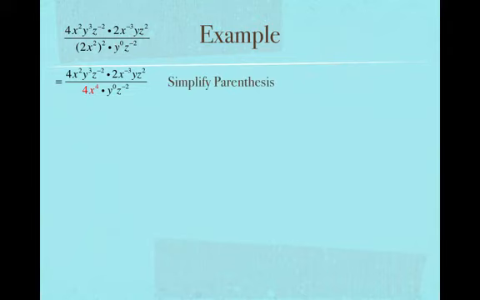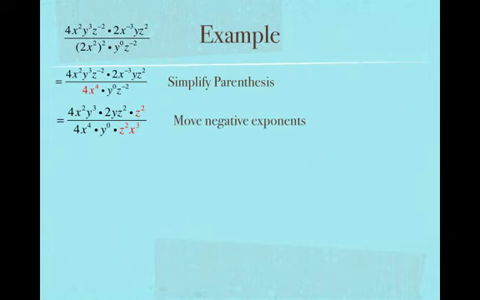Okay, and from here, we would want to move all of the negative exponents. On the top, there's a z and an x that would be moved to the bottom. On the bottom, you have a z that would be moved to the top. I've highlighted the ones that have just moved.